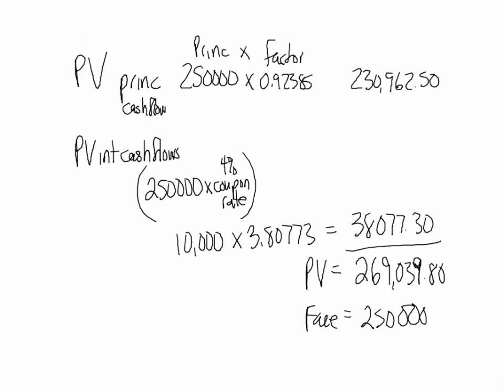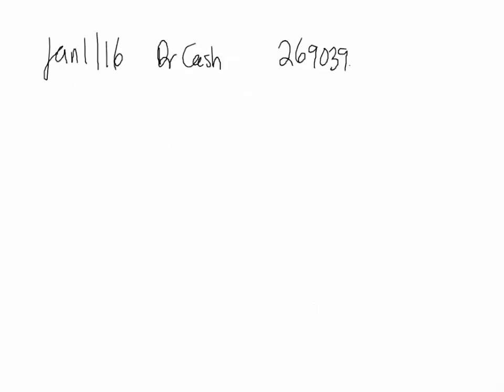So on January 1st, 2016, we would record the sale of these bonds. What would we get? Well, we'd get cash from all those investors who bought our bond. And that cash amount would be $269,039.80. That's how much money the investors would pay us, right?